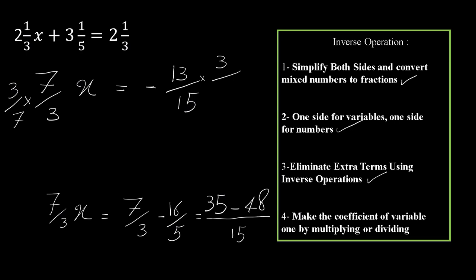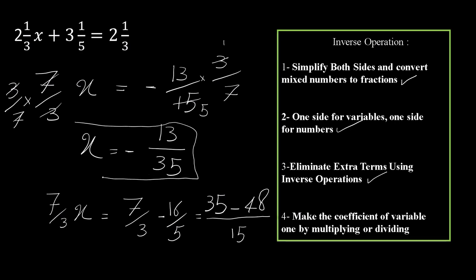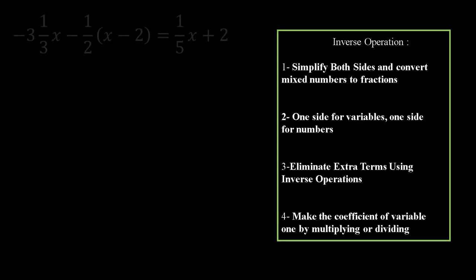So 3 over 7, these two are going to cancel each other out. I can make it simple. Look, 3, if I divide 3 by 3 is going to be 1. 15 divided by 3 is going to be 5. One denominator and one numerator. So x will be minus 13 divided by 35. And this is the final correct answer. Okay, let's go for the next example.